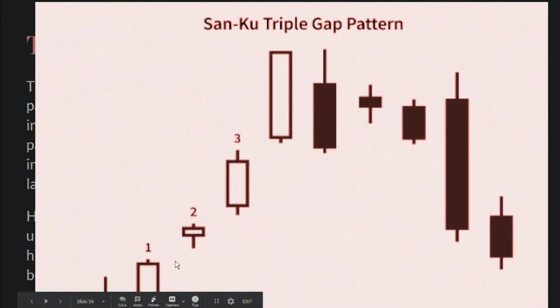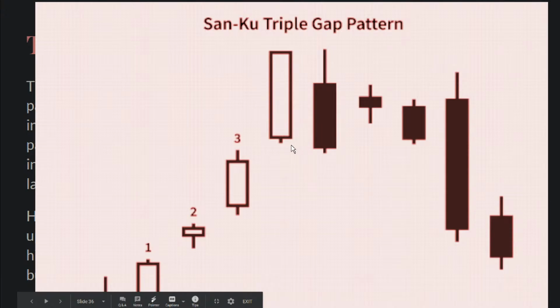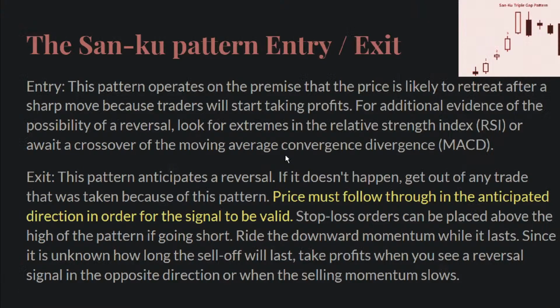So as we can see here, our first candle and our second candle are completely not touching. The wicks aren't even overlapping. There's no overlapping from the candles, and then it happens again on the third candle, and now we're up in an uptrend, and then the short term price action is usually reversed in the near future after seeing that. So the entry and exit for this pattern is a little peculiar. The pattern operates on the premise that the price is likely to retreat after a sharp move, like a spike top or something, because the traders will start taking profits.